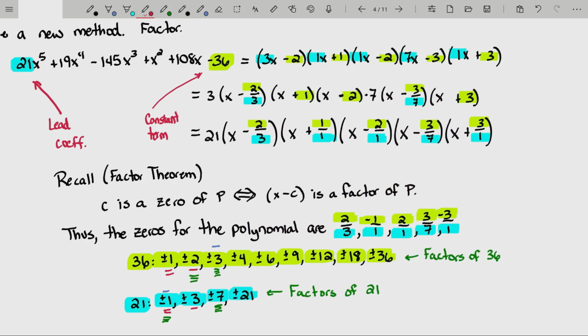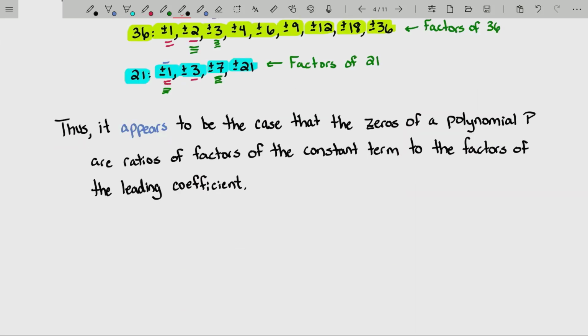I'm going to scroll down a little bit and just write it first in English, and then we'll go and actually see the theorem itself. Thus, it appears to be the case that the zeros of a given polynomial are just the ratios of factors of the constant term to the factors of the leading coefficient.